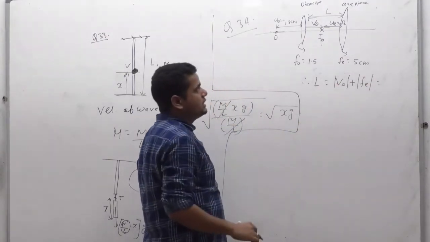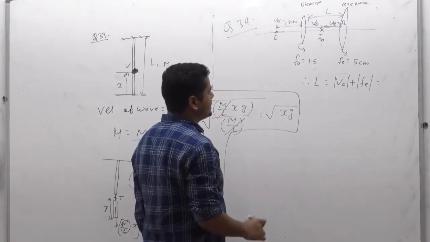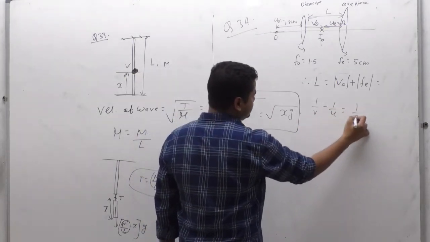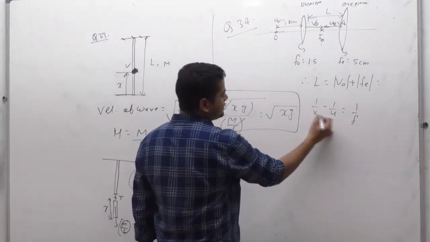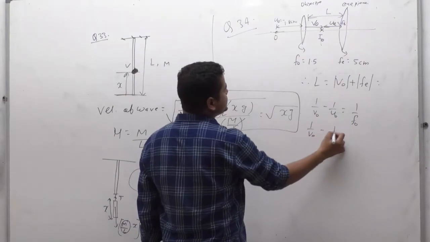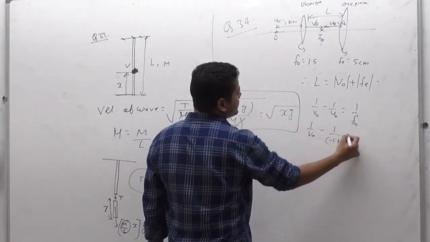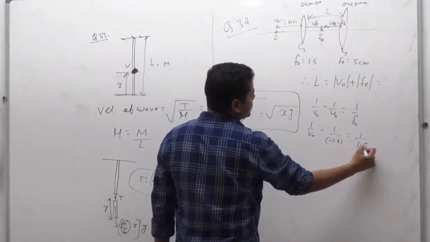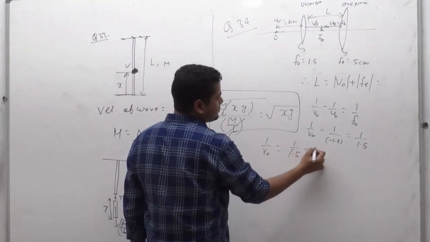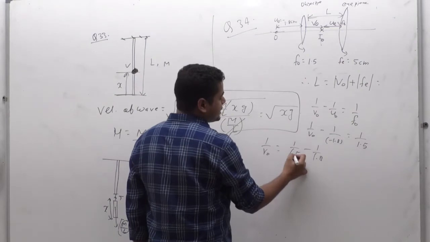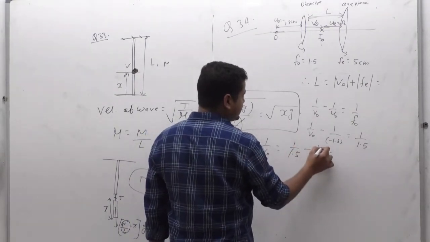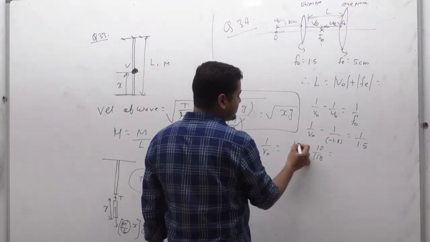v_o is the image distance for the objective lens. For that we have to use the lens formula. Now put the values for the objective everywhere. What is 1 by v? We don't know. What is u_o? Minus 1.8. What is f_o? 1.5. So 1 by v_o equals 1 upon 1.5 minus 1 upon minus 1.8, so you can write it like this. You can remove the decimal.